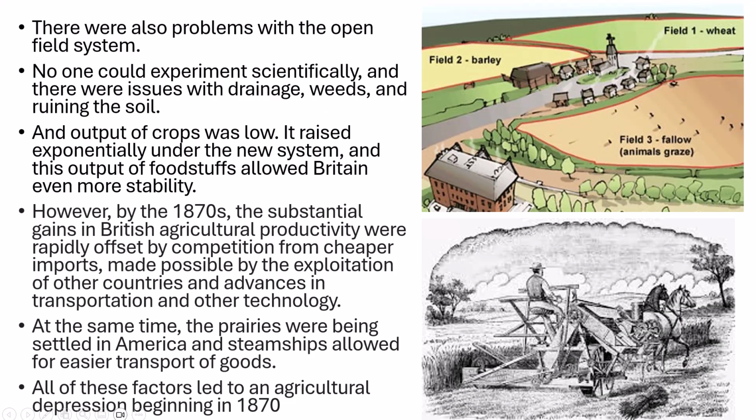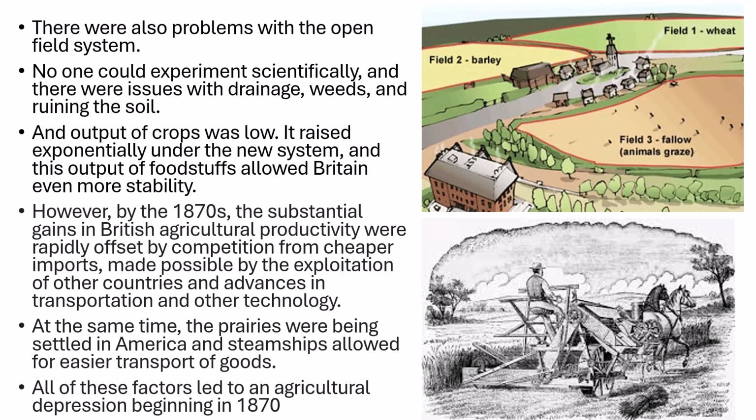So there were some problems with this open field system. It wasn't all a utopia out there. One of the problems is nobody could really experiment scientifically. There are problems with drainage and weeds ruining the soil because you don't have anywhere else to go. So there's no crop rotation system, which is one of the things I mean by experimenting scientifically: how to best grow crops. The output of crops was quite low, and it raised quite a bit with the new system. And there was an output of foodstuffs, which allowed Britain even more stability.